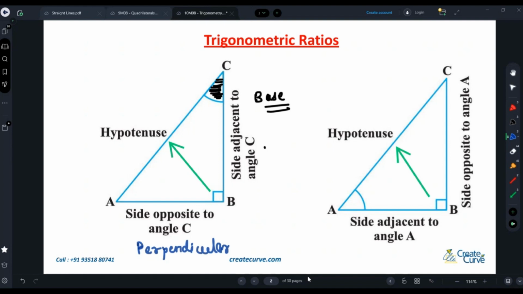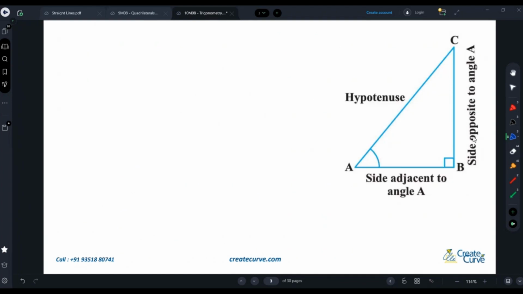Whatever angle the question is saying, that angle will be in between the hypotenuse and the base. And whatever side is left will always be the perpendicular. So in terms of angle A, it will always be formed between the hypotenuse and the base, so this will be the base and this will for sure be the perpendicular. How many trigonometric ratios are there? For angle A, this is the hypotenuse, this is the base, and this is the perpendicular.